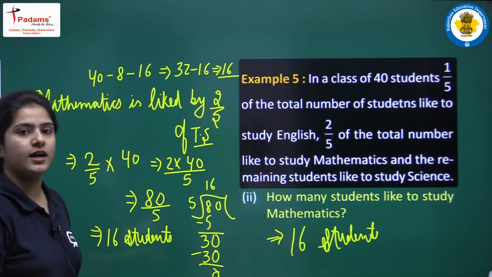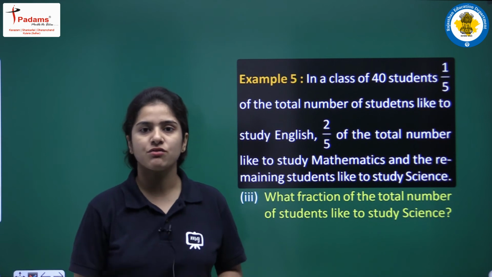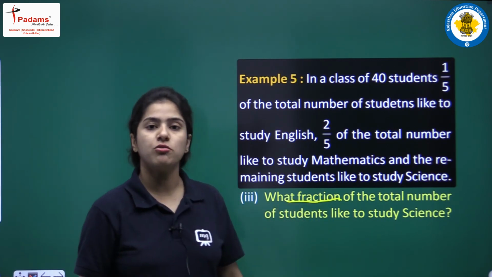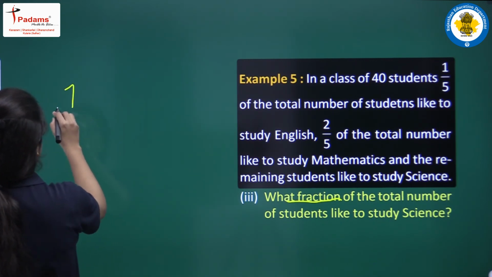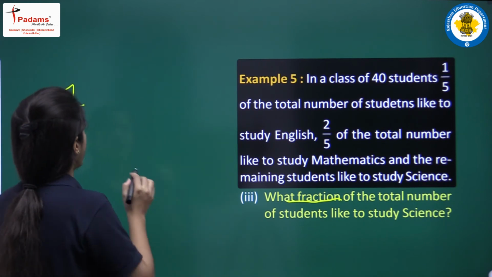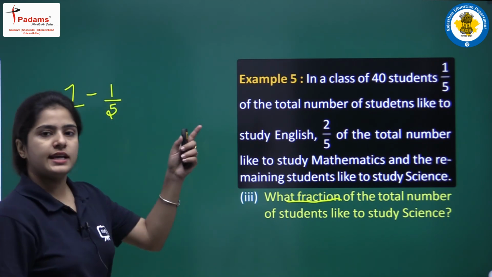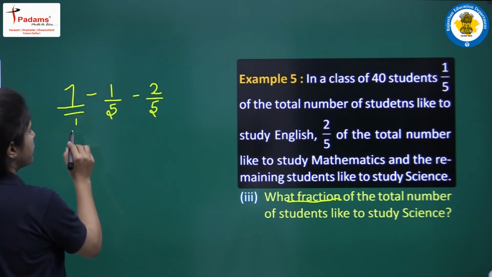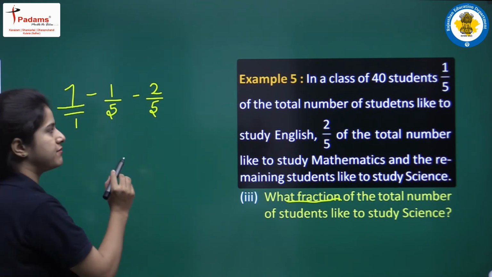Now students, we will look at the third part. What fraction of the total number of students like to study science? In this question, we are not asked about the number of students. It is asked to tell the fraction of how many of them like to study science. Students, the whole is 1, the maximum a proper fraction can be is 1. Out of this 1, 1 upon 5 likes to study English and 2 upon 5 likes to study mathematics. So to find how many like to study science, it is 1 minus 1 upon 5 minus 2 upon 5.